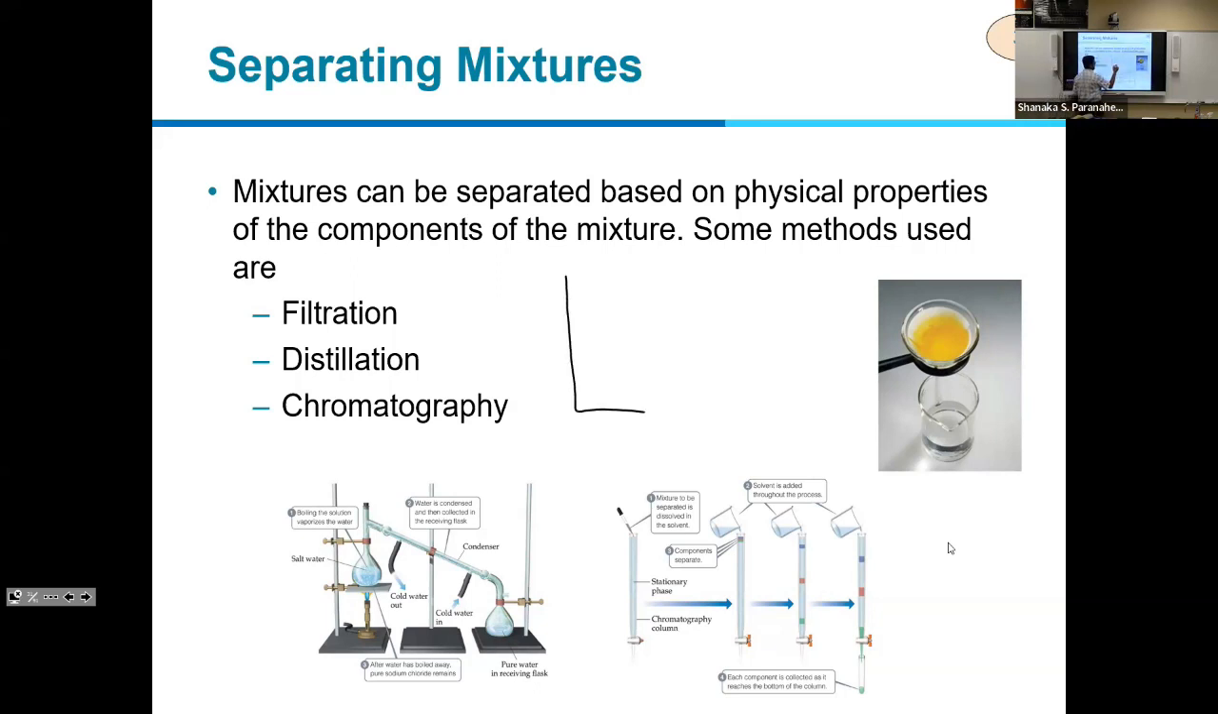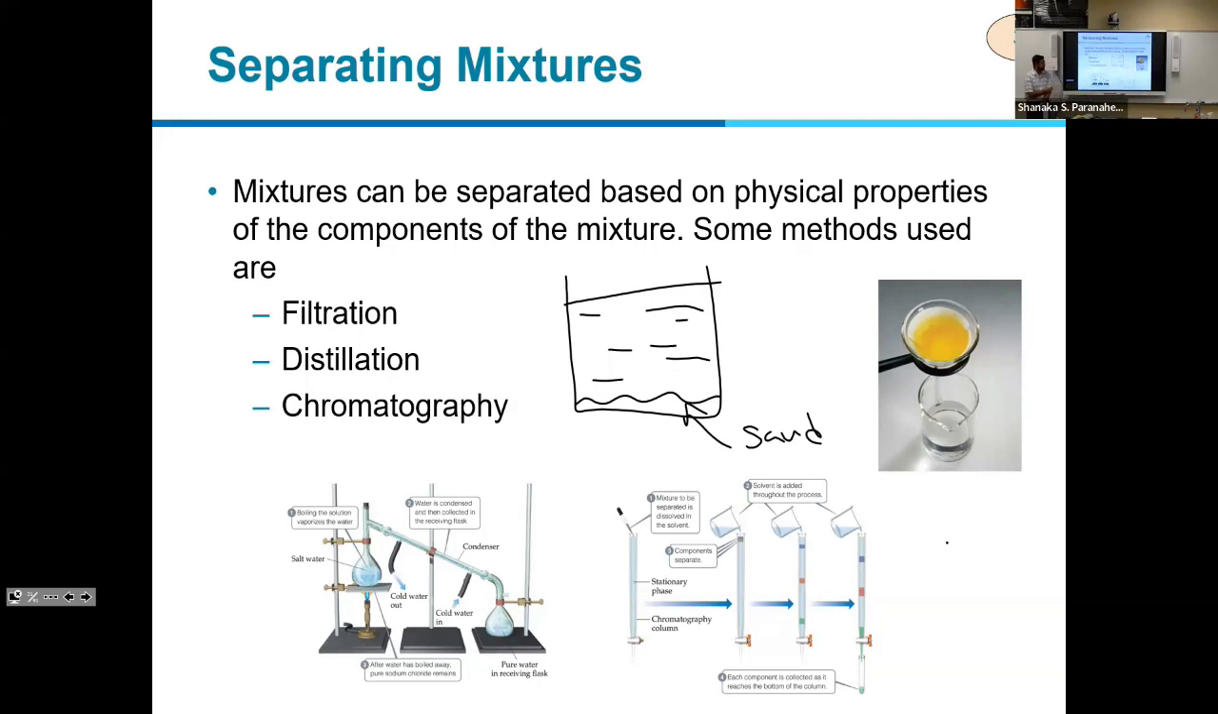As an example, let's say we have a sample of muddy water. We have some sand at the bottom, water on top of the sample. It's not going to be a homogeneous mixture because it's going to settle down. Anything that settles down with time is not a solution. So it's going to be a heterogeneous mixture. If you want to separate these solid substances, we can use the technique called filtration.